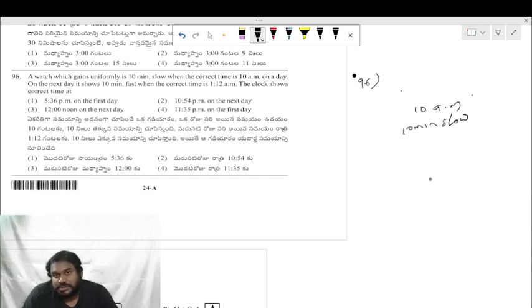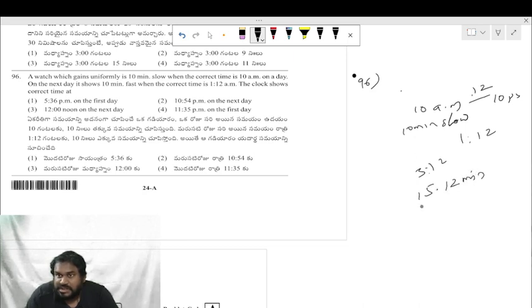Okay, so 10 a.m. is in the morning. Night happened, the next day took place. So from 10 a.m. to 10 p.m. it will be 12 hours. And 1:12 means 3 hours 12 minutes extra you have to add. So that means 15 hours 12 minutes. For 15 hours 12 minutes, again it is showing the correct time.